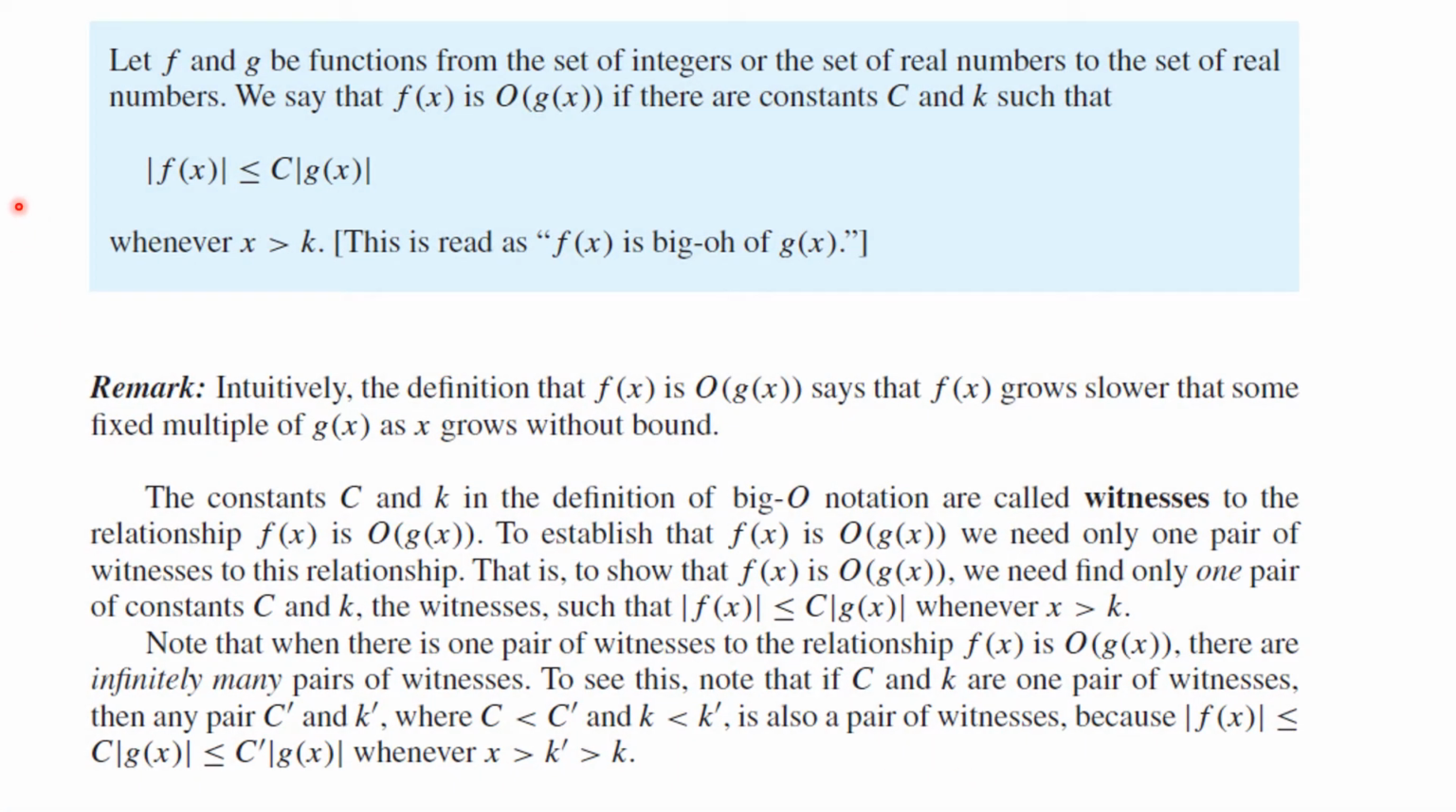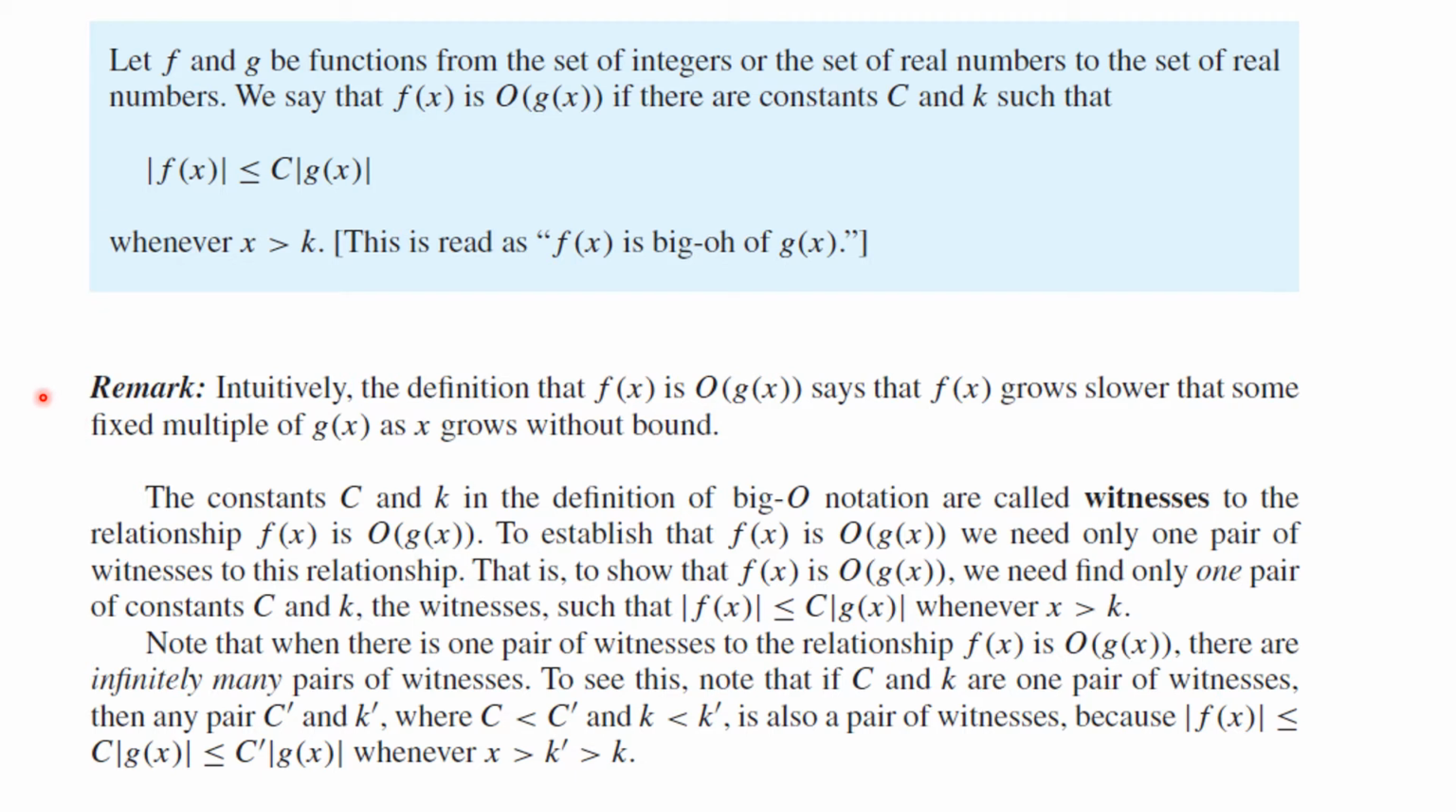So here's the definition of big O. Let f and g be functions from the set of integers, or the set of real numbers, to the set of real numbers. We say that f of x is big O of g of x if there are constants c and k such that the absolute value of f of x is less than or equal to a constant c times g of x whenever x is bigger than k. And we read this as f of x is big O of g of x whenever this definition is true.